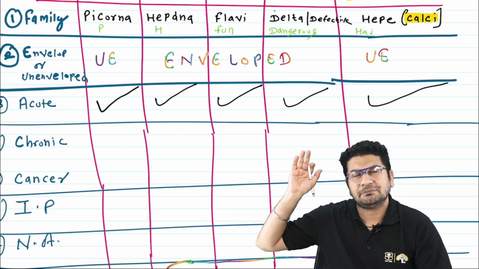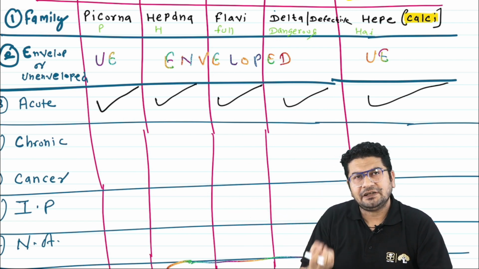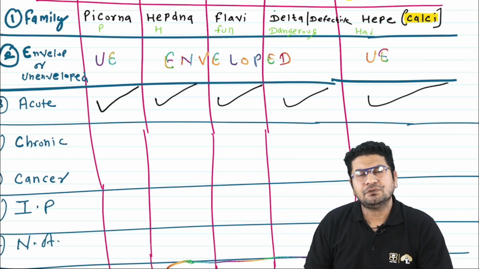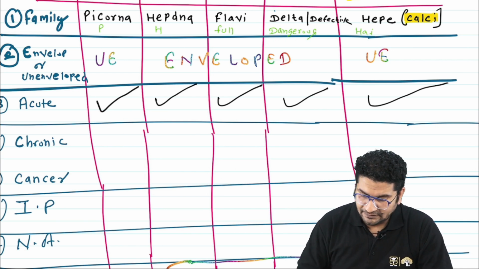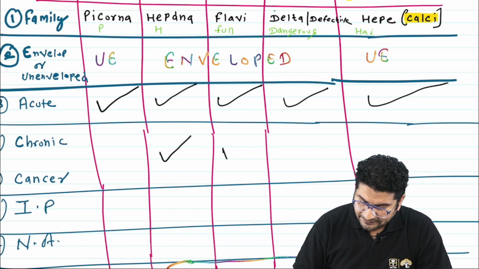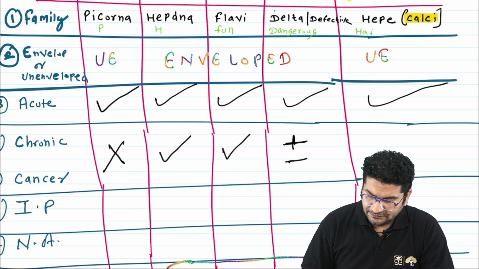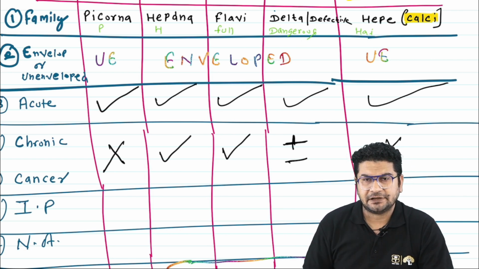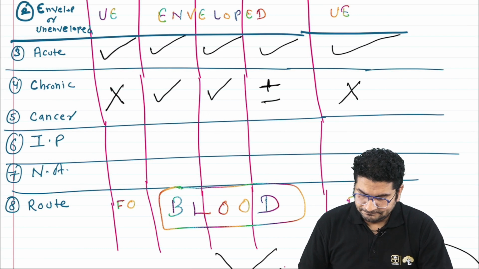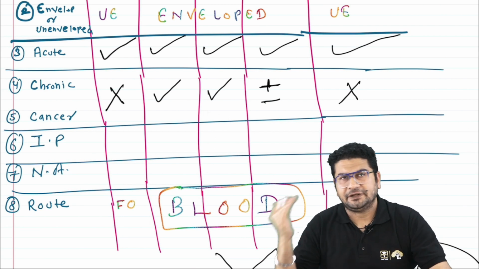Hepatitis C is in the majority of cases chronic, but in very rare cases it can be acute. So remember, acute disease can be seen with any of the viruses. But if I talk about chronicity, then remember, chronicity is a feature of hepatitis B, hepatitis C, and sometimes hepatitis D. So I am writing plus minus. Chronicity is not seen in A and E. Clear? Same is for cancer. So which hepatitis can lead to cancer? Hepatitis B and C, sometimes D.